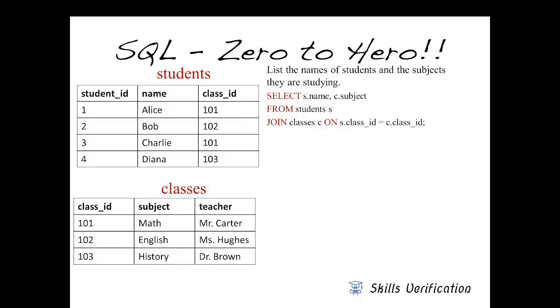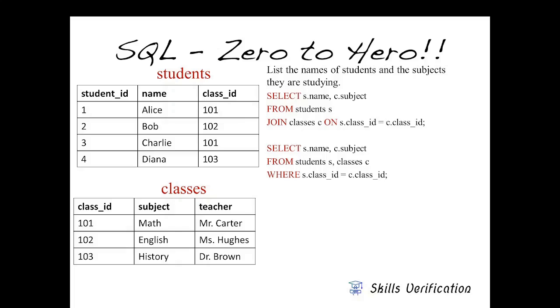To write an implicit join, we use a where clause to connect the two keys. In a similar format, we write select s.name, c.subject from students s, classes c where s.classID equals c.classID. So both queries will give the same outcome. I hope you understand the aliases.